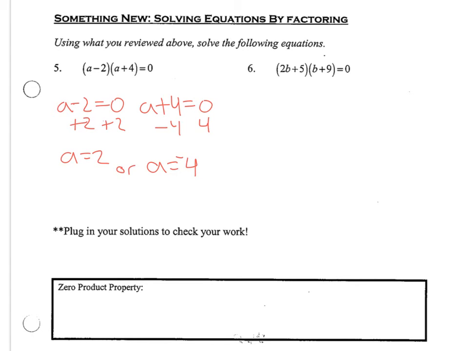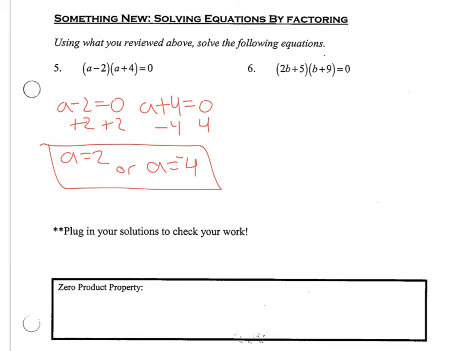And we just put the word or in between. So there are my two answers, a equals 2 or a equals negative 4. If we plugged those both in the original equation, it would make it true. Let's do it again with number 6. Again, anytime in this video, if you need a second to finish writing, just pause the video.